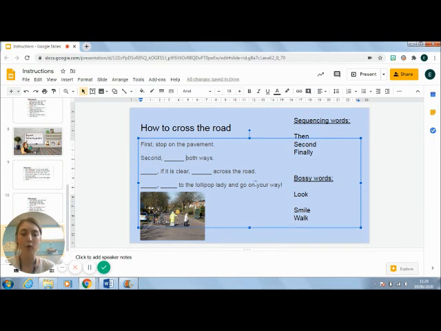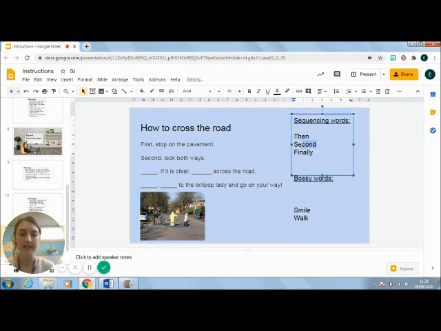Second, something both ways. Let's look at our bossy words. We have look, smile, and walk. So second, smile both ways? Well, I could, but I don't think it would help me cross the road. Look both ways. That makes more sense. We need to look both ways before we cross the road.